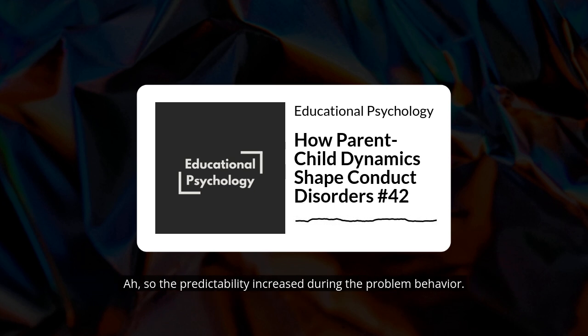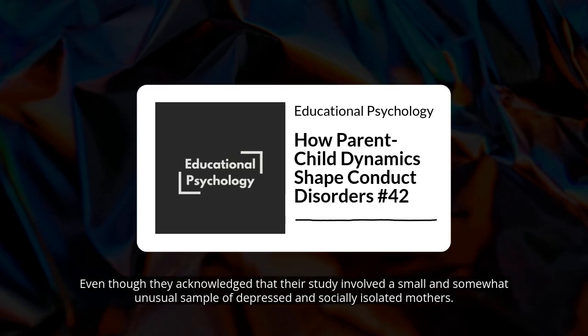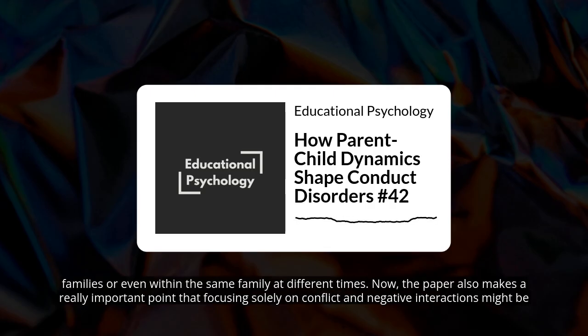So the predictability increased during the problem behavior. Right. They interpreted this finding as supporting the idea that the problem behavior was being reinforced by this increased predictability of the mother's negative response, even though they acknowledged that their study involved a small and somewhat unusual sample of depressed and socially isolated mothers. It seems like there might be multiple reinforcement mechanisms at play in these complex family dynamics, and perhaps the dominant mechanism varies between families or even within the same family at different times.